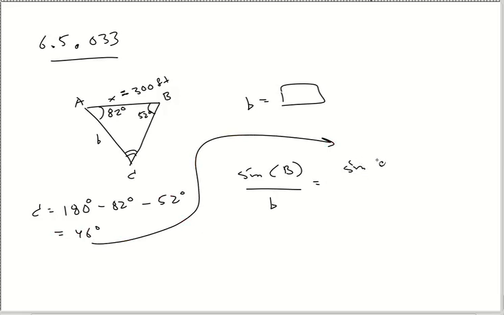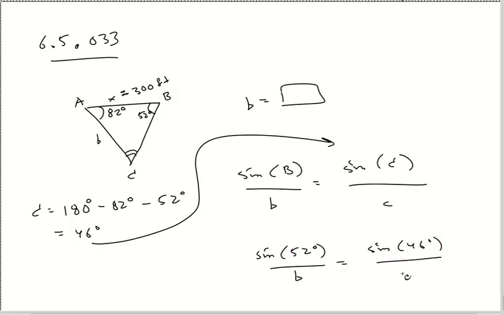So sine of the c. Oh, I should use just c right now. Look, you can see I'm using a formula. Okay, there we go. So let's fill it in now. Sine of c over c. Okay, so we got the 52. I got little b, which I'm trying to find. Here I got the 46. And then the 300 is opposite of that guy. Okay.